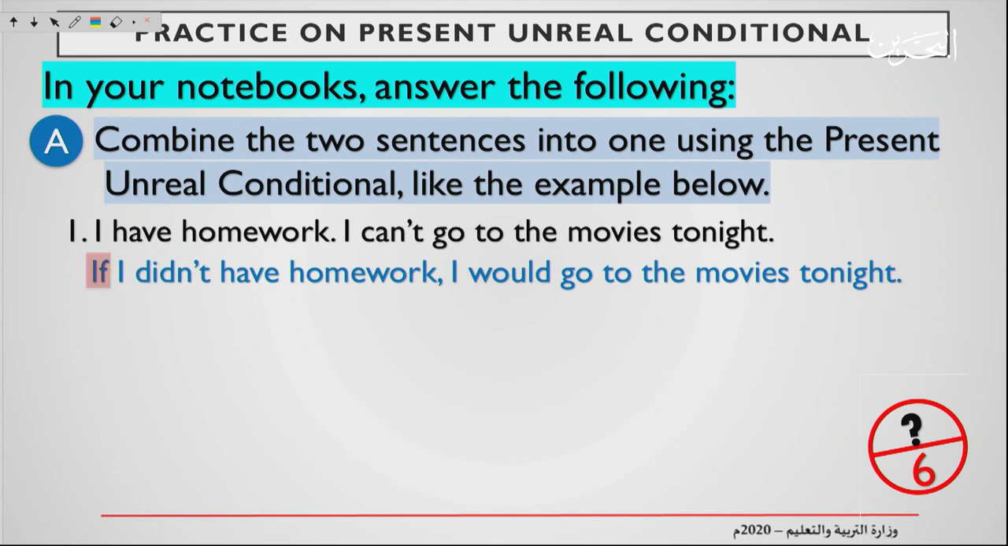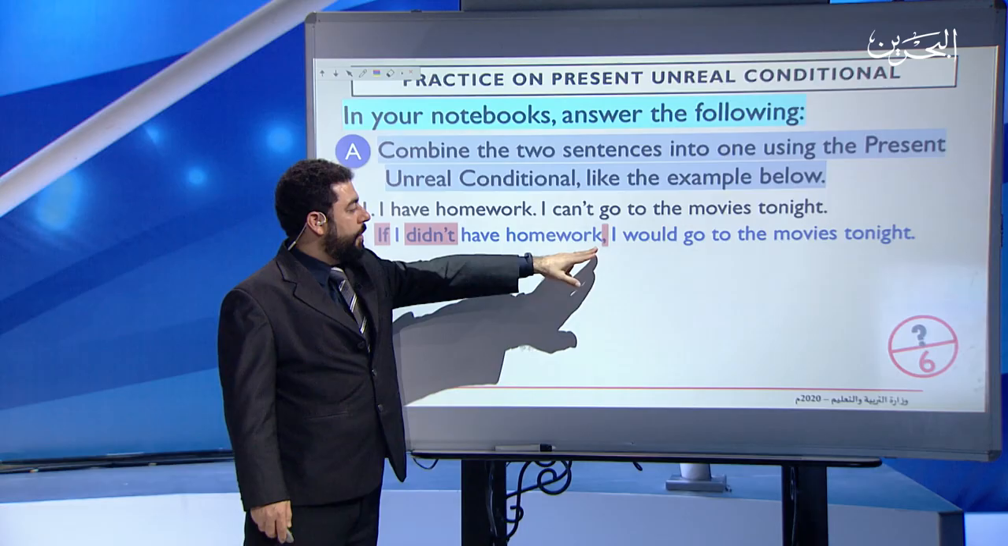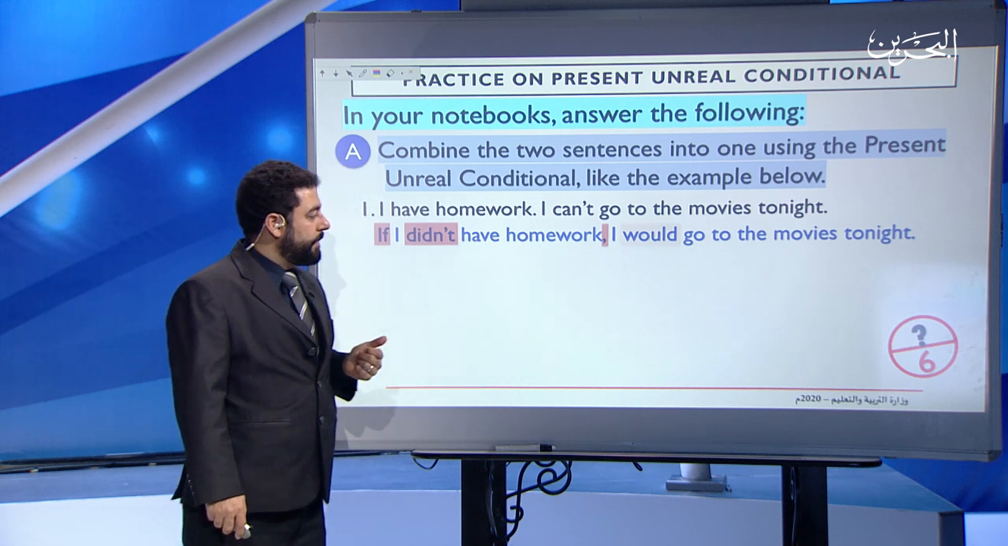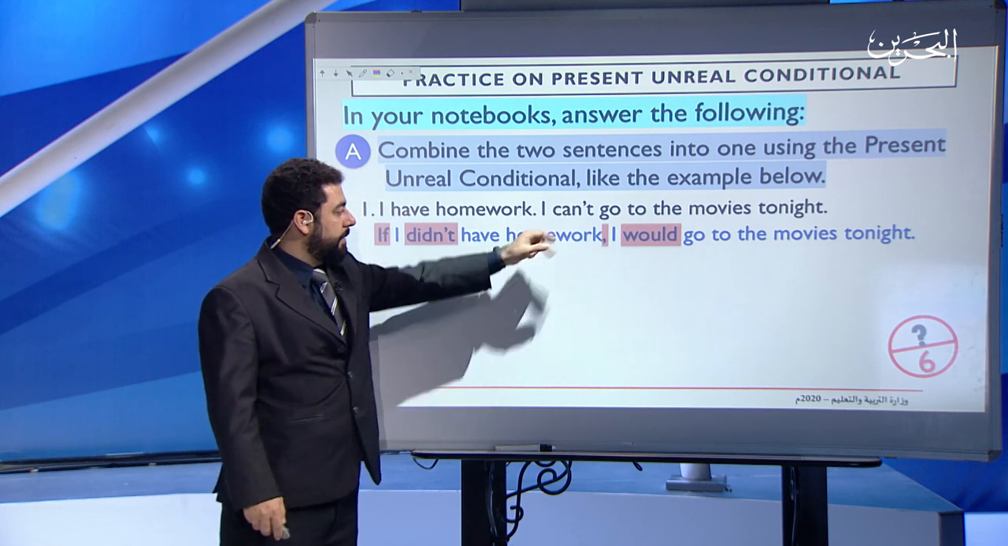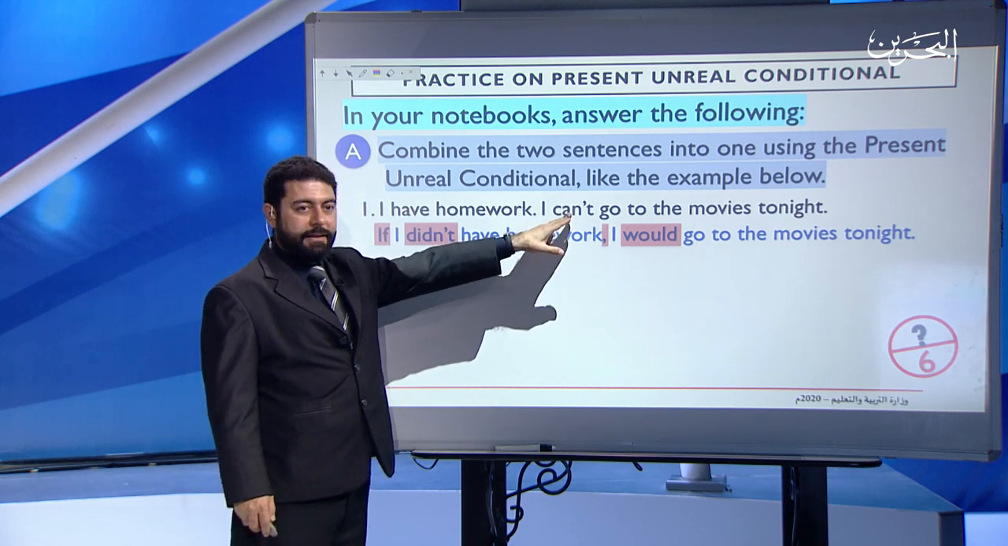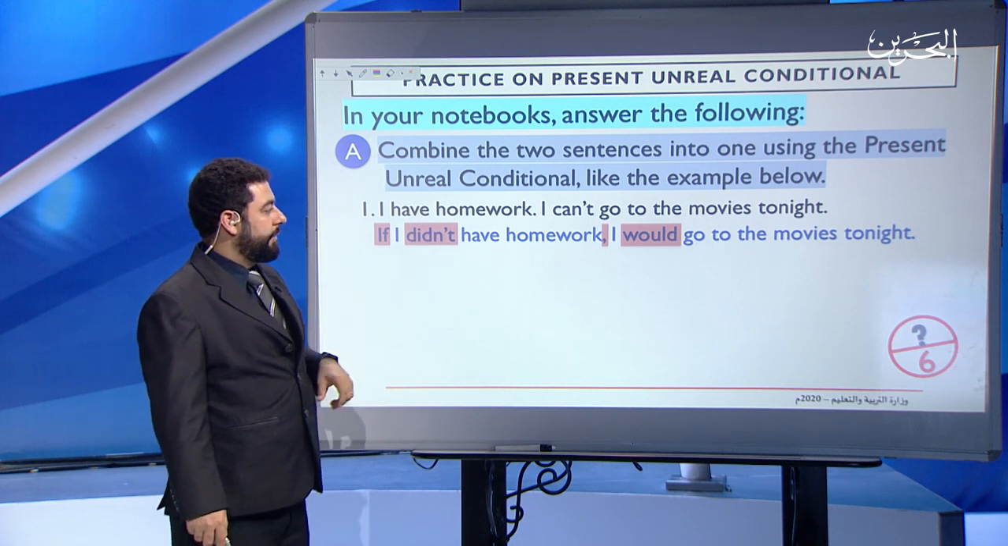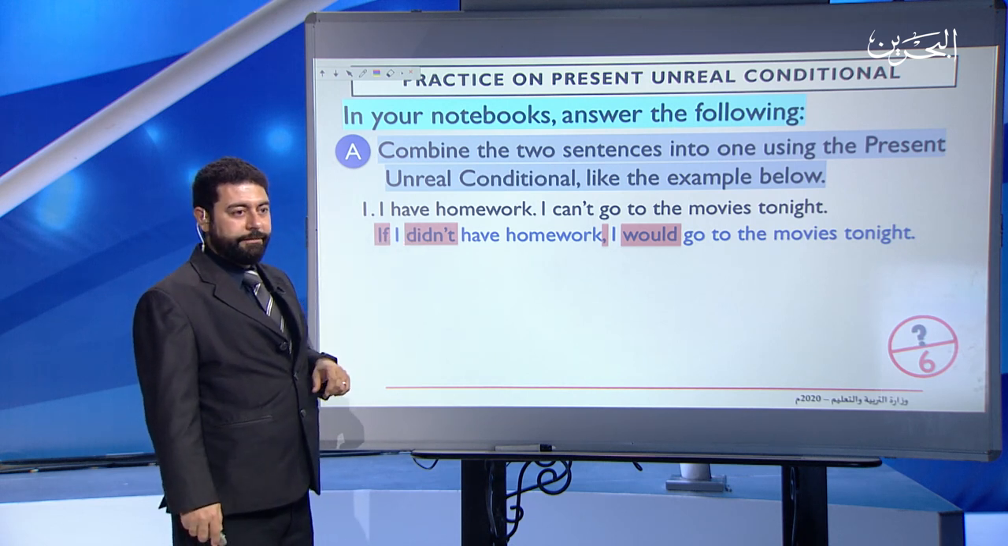So, what did I change? I added if to the first clause. So, it becomes an if clause. And then, I added didn't. So, I have homework. I said, if I didn't have homework, I made it negative to make it conditional. And then, I added a comma instead of the full stop. And I added the modal word instead of can't, okay? So because of the negativity, the negative changed into this. All right. So this is how I changed it.